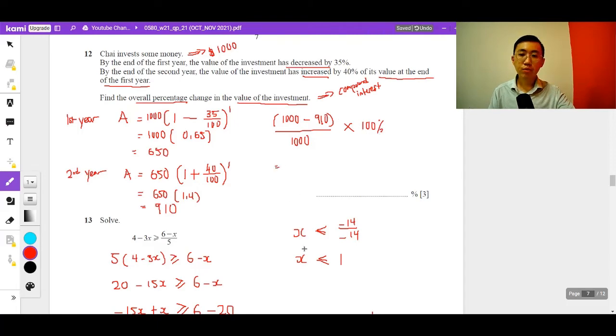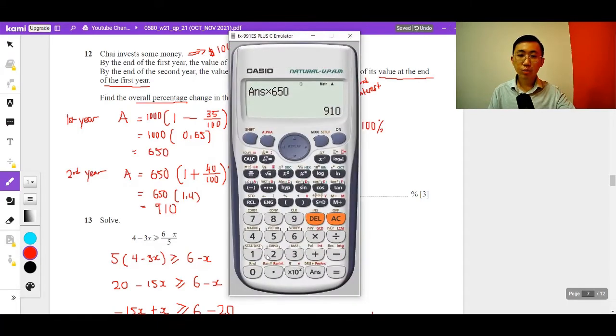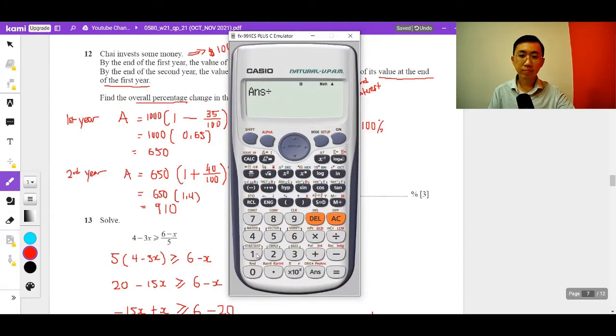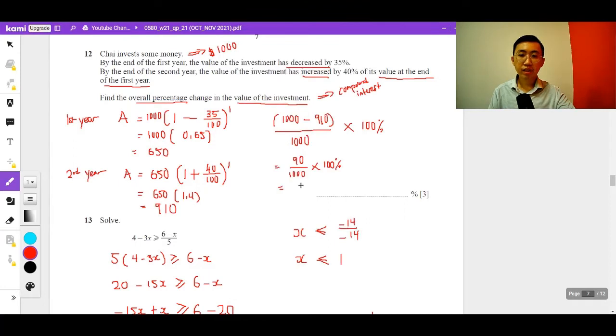So we are going to use our calculator here. 1000 minus 910. So we are having 90. Okay, the difference is 90 over your original amount, which is 1000, times 100%. So what is the difference? Divide by 1000 times 100%. Okay, 9. So the percentage change is 9%.